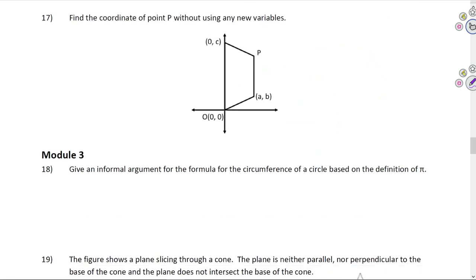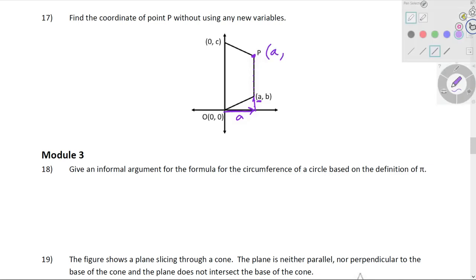Number 17, find the coordinates of point P without using any new variables. Well, I want to find this coordinate here. The x-coordinate is pretty easy. It's the same one as this one, right? So I went over A to get to this point. I go over the same amount A to get to P, so this x-coordinate is A.